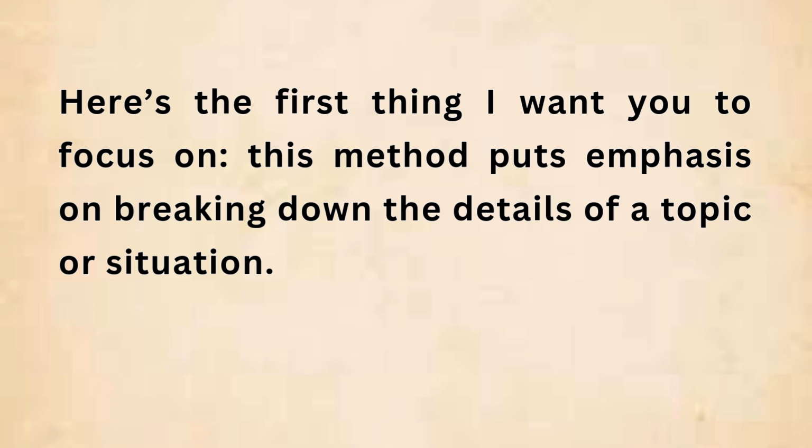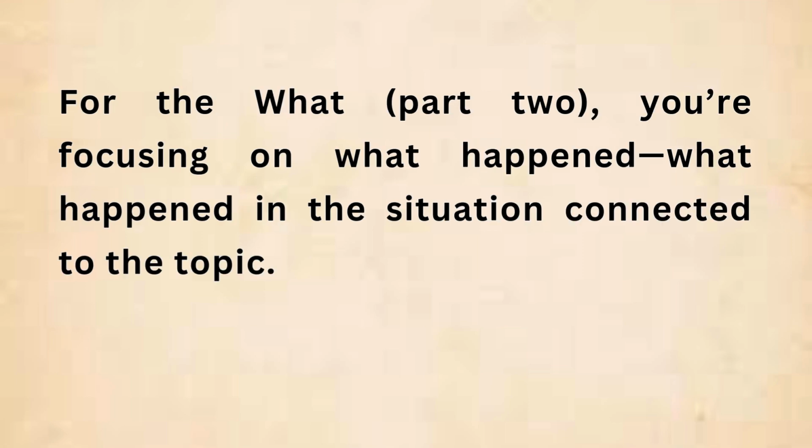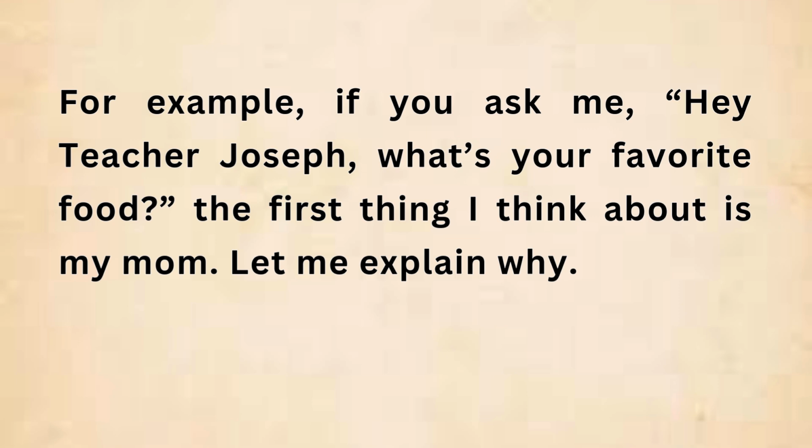Let's break it down. Here's the first thing I want you to focus on. This method puts emphasis on breaking down the details of a topic or situation. When we're talking about English fluency, we are focusing on how you organize your thoughts. For the what, part 2, you're focusing on what happened. What happened in the situation connected to the topic. For example, if you ask me, "Hey, Teacher Joseph, what's your favorite food?"